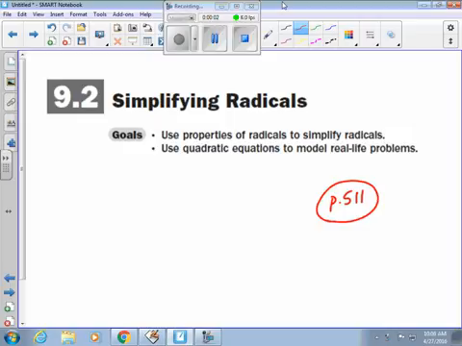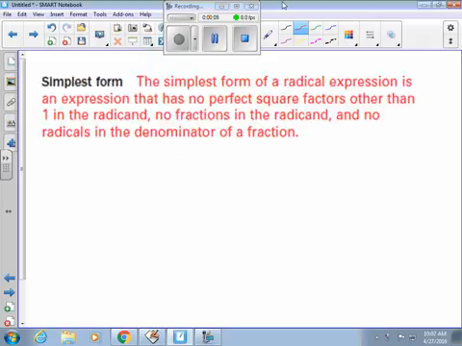This is Algebra 1, Lesson 9.2. We are simplifying radicals, using their properties to simplify them. We're going to look at them in a real-life example beginning on page 511. We have a definition. What is simplest form?